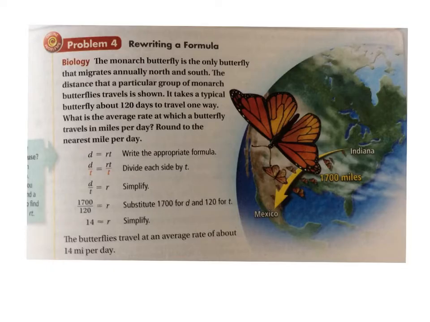Rewriting a formula. The monarch butterfly is the only butterfly that migrates annually north and south. The distance that a particular group of monarch butterflies travels is shown. It takes a typical butterfly about 120 days to travel one way. What is the average rate at which a butterfly travels in miles per day, rounded to the nearest mile per day?